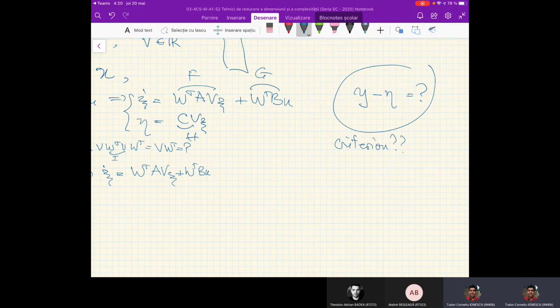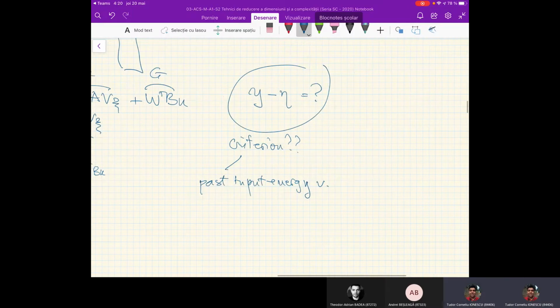So at first, the criterion was past input energy versus the output future energy. This was balanced truncation, okay, with error bounds and all that. However, balanced truncation, because you need to solve Lyapunov equations, and you saw even in your lab assignments that solving Lyapunov equations is not an easy task. Okay, it's not an easy job. We are trying to do it differently.